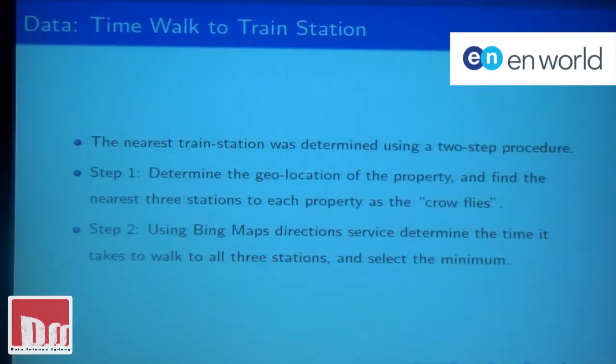And then the second step was to determine how long it takes to walk to the train station. To do that, I determined the three nearest train stations as the crow flies using the Haversine formula. And then I used Bing Maps to determine how long it takes to walk to each of those train stations and selected the minimum. So that in turn gives us the time it takes to walk to the nearest train station.